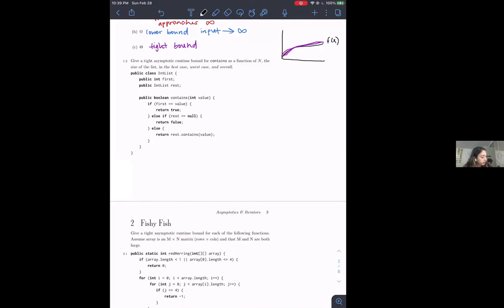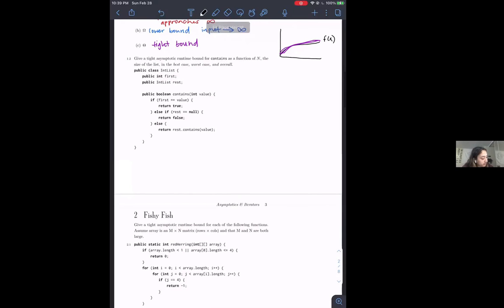Now let's move on to 1.2, which asks us to give a tight asymptotic runtime bound. So the first thing when I look at this question, I see it asks for a tight bound. And we talked about earlier that a tight bound is our theta. So we're going to look at theta of n in your best case, your worst case, and overall. And so here you guys might be getting a little confused by the notation because we previously learned that our theta is a tight bound, and it's when our big O and our omega are the same.